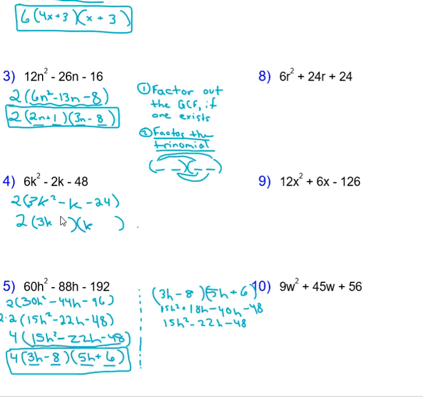So let's try another possibility. Let's go with a positive 8 and negative 3. A positive 8 and a negative 3, I'd get a negative 9k on the outside. I'd get a positive 8k on the inside, and that would combine to negative k. So yeah, that works. So this should be a positive 8 and negative 3.